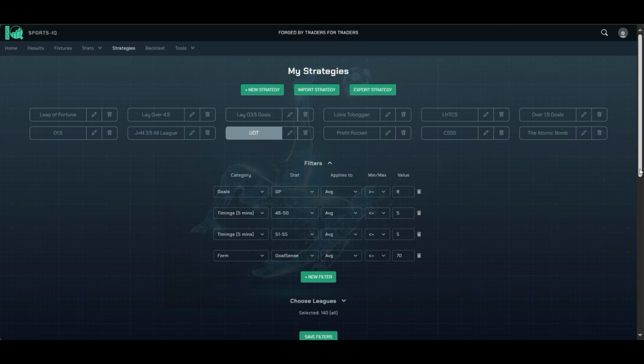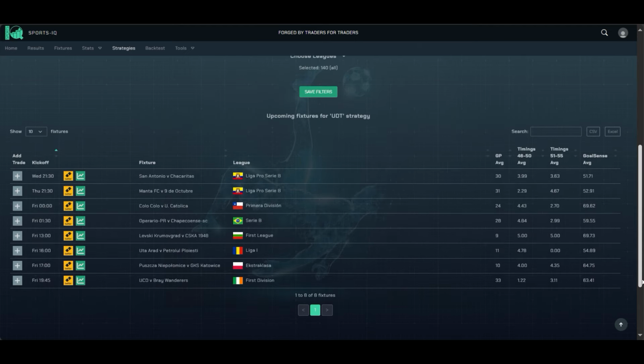Once the filters are set, below you will get a refined list of matches with their respective filter results on the right hand side, and these are ideal for trading. These filters help us to reduce risk and increase the chances of a successful trade.